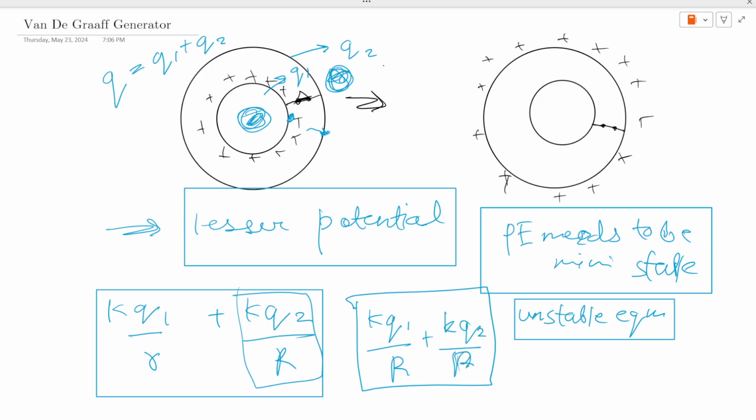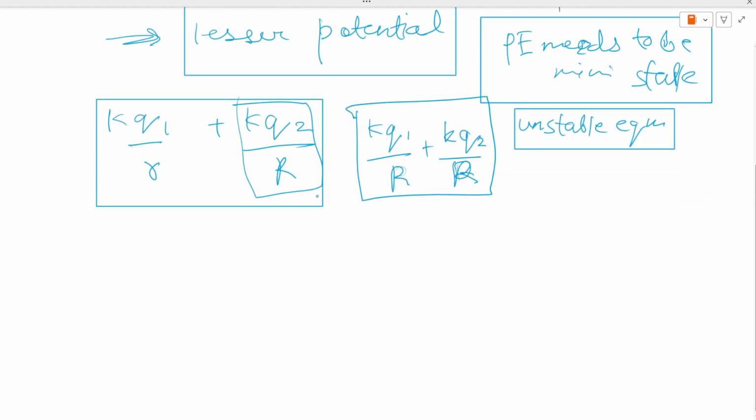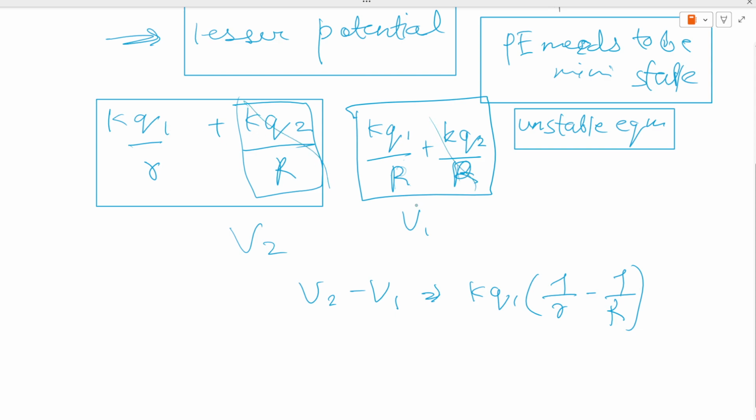Now, when we analyze and compare it with this, now this is the expression for the outer surface, right? In this case, both of them have the same radii for basically the expression of potential. Now, if we were to figure out the difference, let's call it V1, let's call it V2. So V2 minus V1 would equal kQ1 times (1 by r minus 1 by R). This is what it would equal because these cancel out, and this is what we are left with.